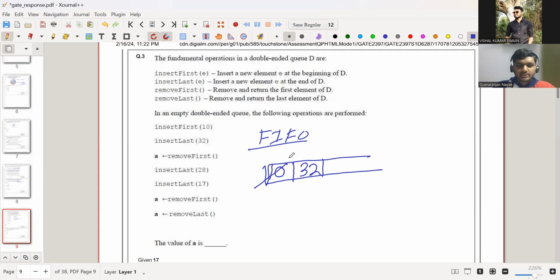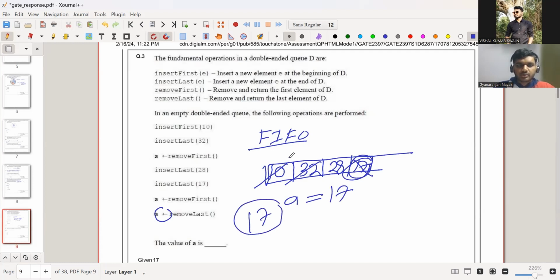Then insert last 28, so insert in last in queue 28. After that insert last 17, so insert in last 17. Okay. After that we remove first. So we remove the first element, that is 32. Then remove last. So remove last meaning 17. So in A, we assign remove last. So the removed last element is 17. So the value of A is 17. So here the answer is 17.